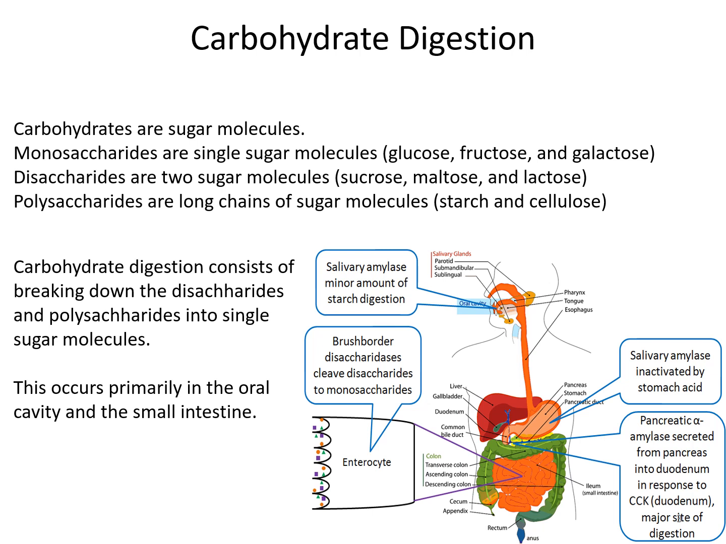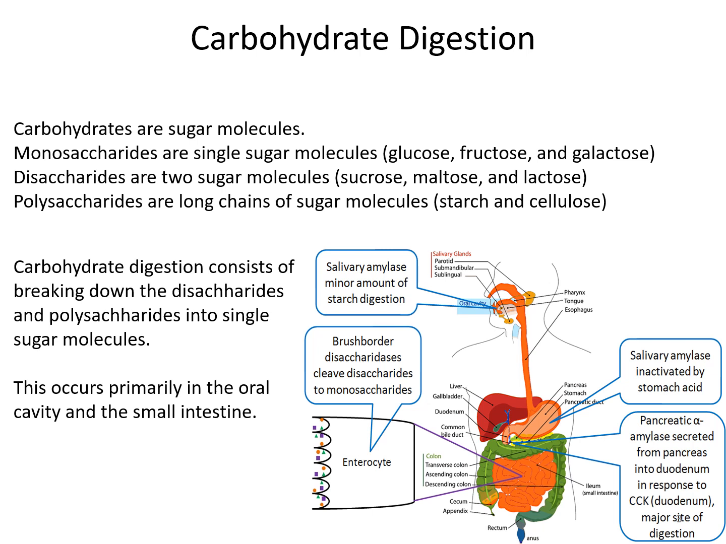Carbohydrate molecules are just sugar molecules. A monosaccharide is just a single sugar molecule. Examples of monosaccharides are glucose, fructose, and galactose. If you were to look up the structure, you would see it's just one simple single sugar molecule. Disaccharides are two sugar molecules connected. Sucrose, maltose, and lactose are examples of those. And a polysaccharide is a long chain of sugar molecules connected. The main examples of those are going to be starch and cellulose.